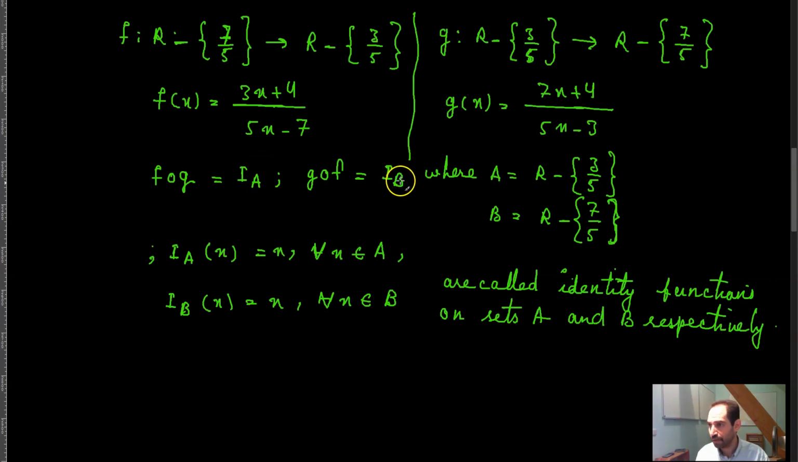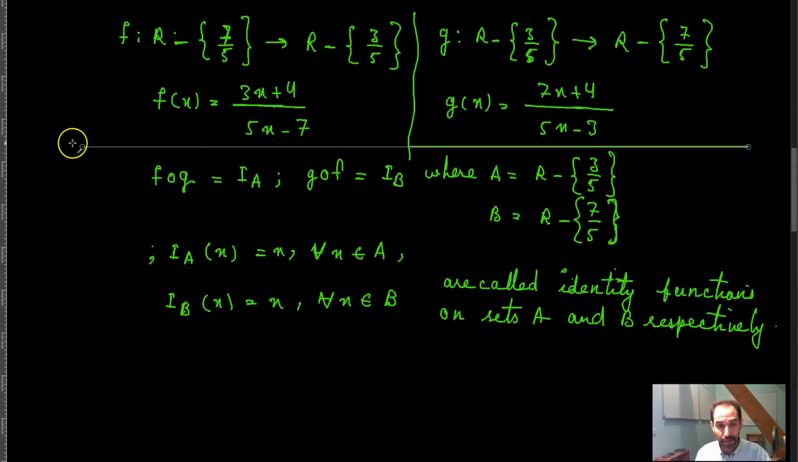and gof is equal to I of B, where A is equal to R minus 3/5 and B is equal to R minus 7/5. So you want to show that if that is the case, then this is the case, right?